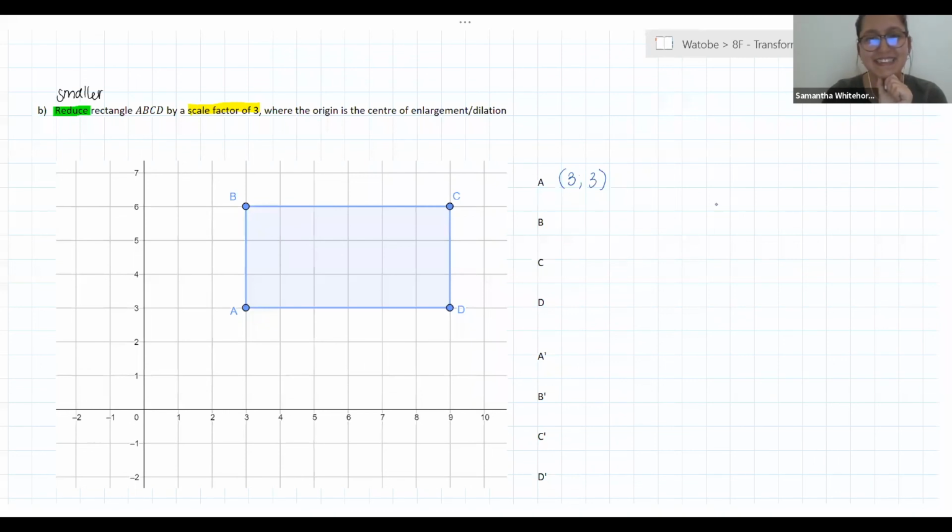Yes, ma'am. So B is 3 and 6. Excellent. So B, the original coordinates are 3, 6. Well done. Thank you. Got there in the end.